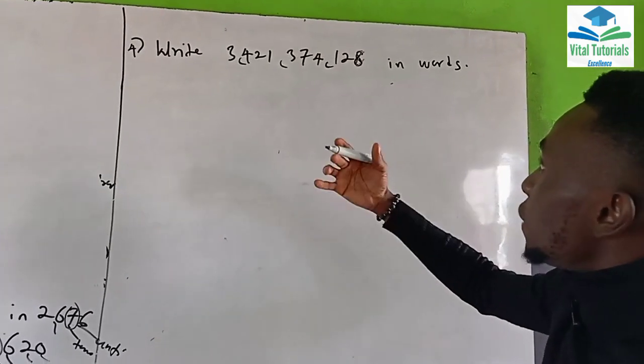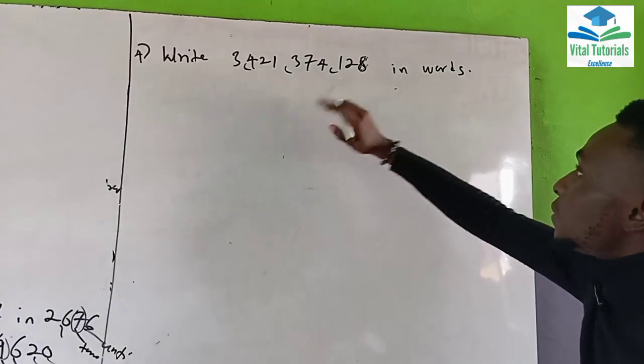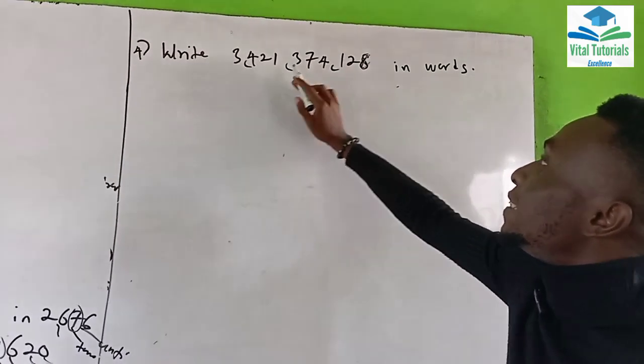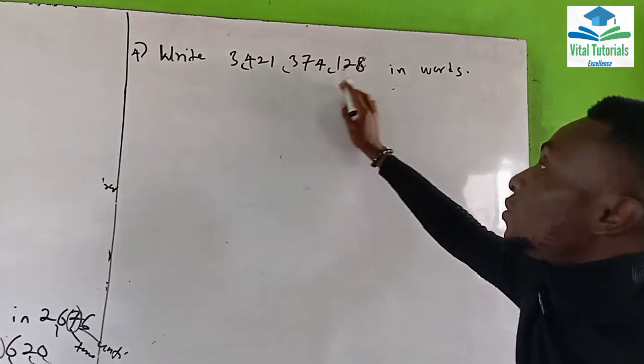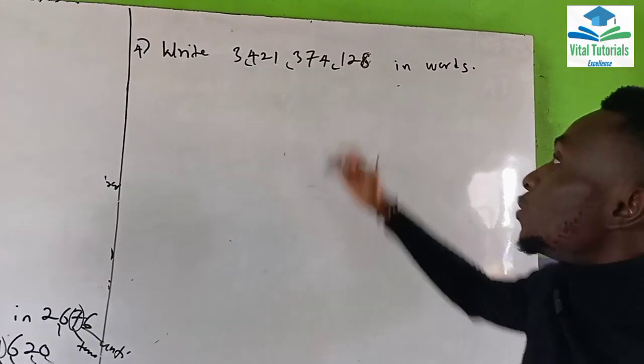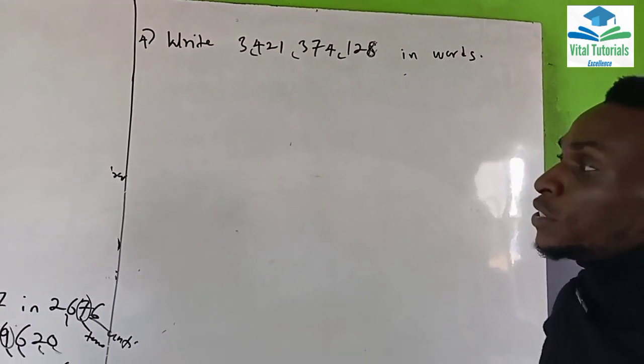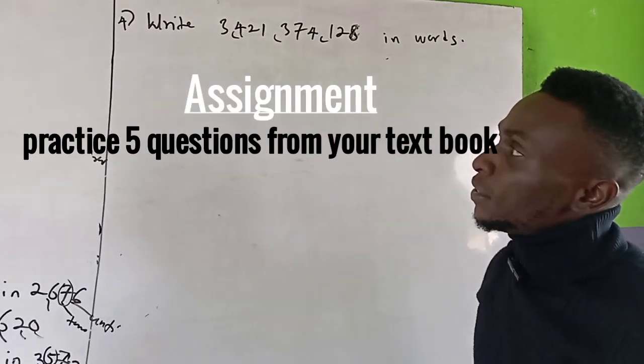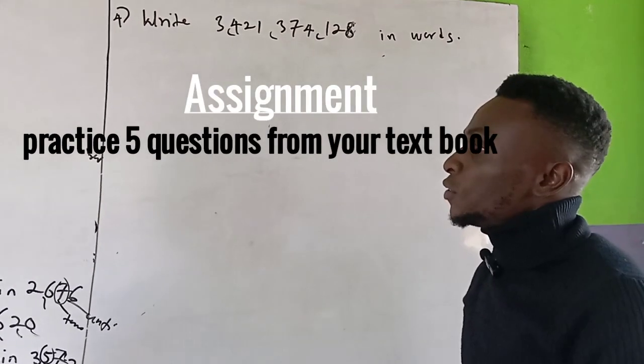I'm not going to write it, but you've seen how I call it. I'll call it again. I said this is 3,421,374,128. So this is basically a revision of what you did in your primary school. There's not much in number and numeration, just place values and you are good.